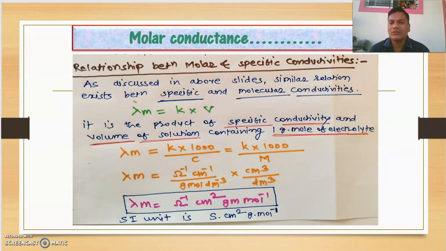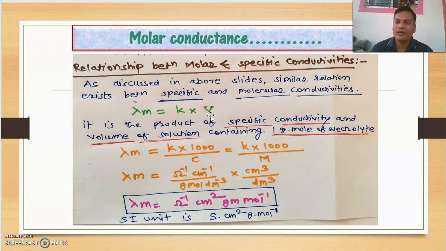Now we'll see the relationship between the molar and specific conductivities. As we discussed in the last slides, the same relation exists between molar and specific conductivity. Like in case of equivalent conductivity, lambda V is equal to K into V. So just replace that V by M: lambda M is equal to K into V, the multiple of specific conductivity and the volume of the solution.